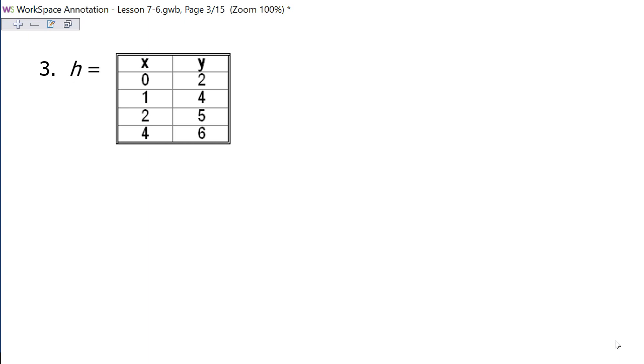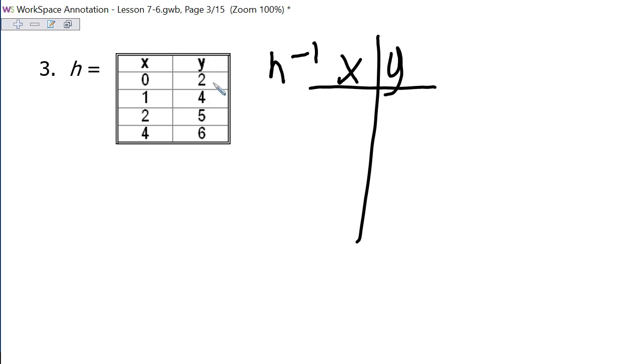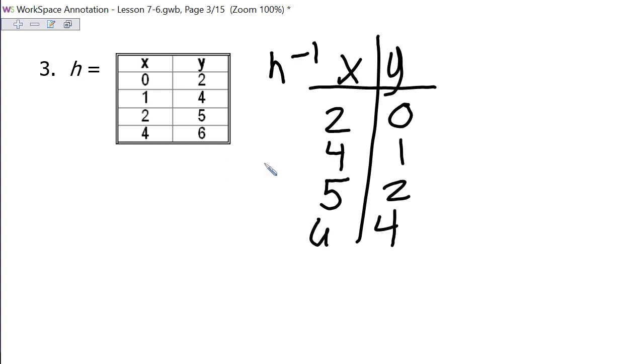Okay, problem 3. The first thing we need to do is find the inverse table values. So H inverse, what would be the first ordered pair? 2, 0. What's next? 4, 1. What's next? 5, 2. And what's the last one? 6, 4. So there's the inverse table.